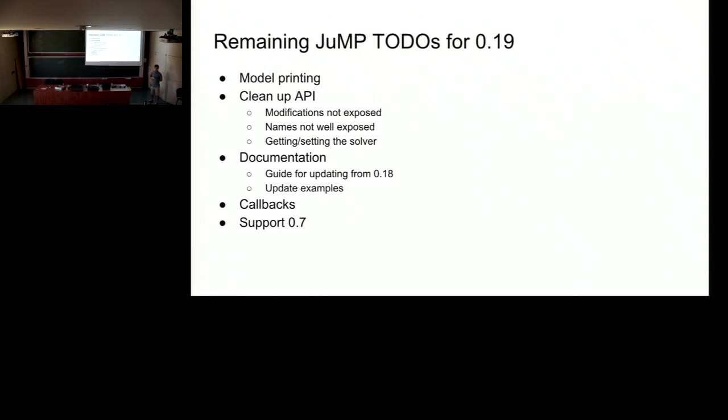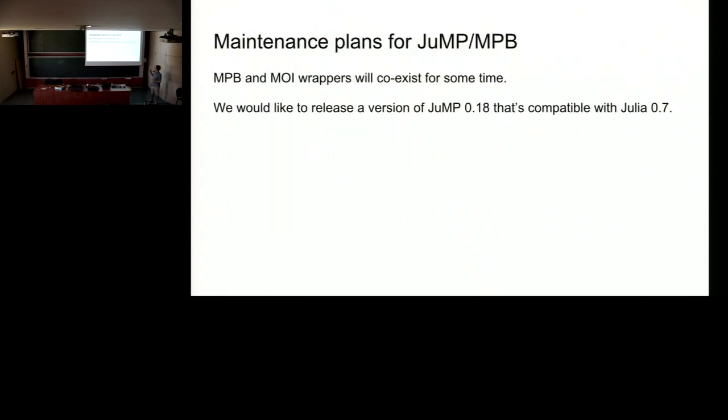Callbacks: Oscar has an example, but we'd like to get a working example before we release the next version of JuMP. JuMP callbacks, or callbacks with Gurobi? Yeah, Gurobi and with a JuMP model, yep. And we will definitely be supporting 0.7 before the release. What else? In terms of maintaining the JuMP MathProgBase, we would like to release a version of JuMP 0.18 that supports Julia 0.7. That hasn't happened yet, but we're making progress.